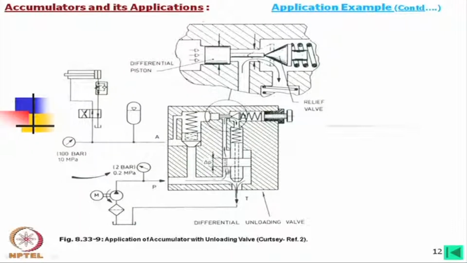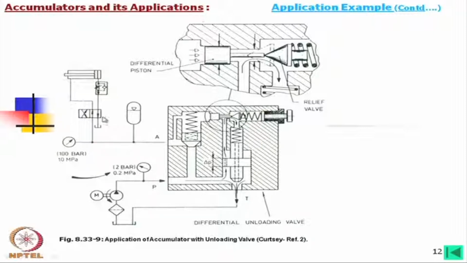In that case, the oil is going through this place, and there is a differential piston. That means, this side has a very small pressure, and this side we can assume there is no pressure. So, this will move in that way, and this oil is going to the tank completely.